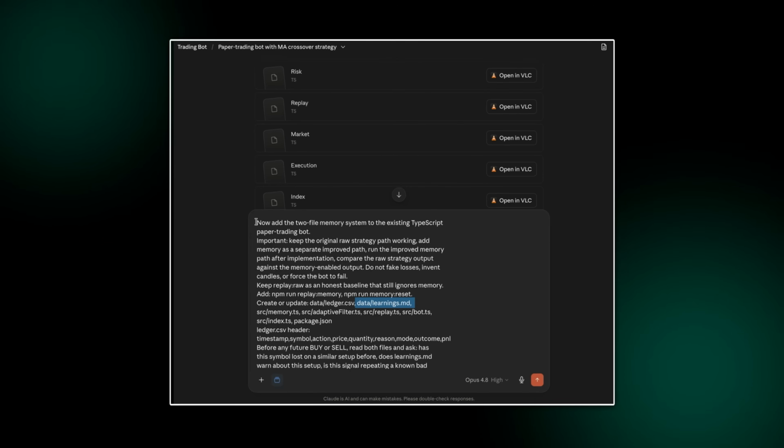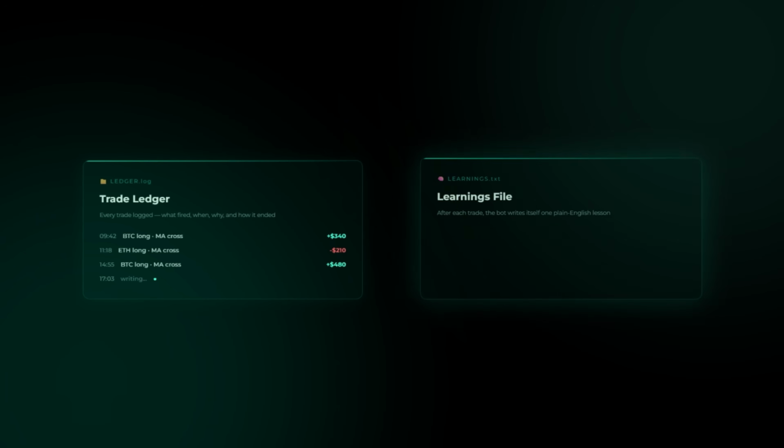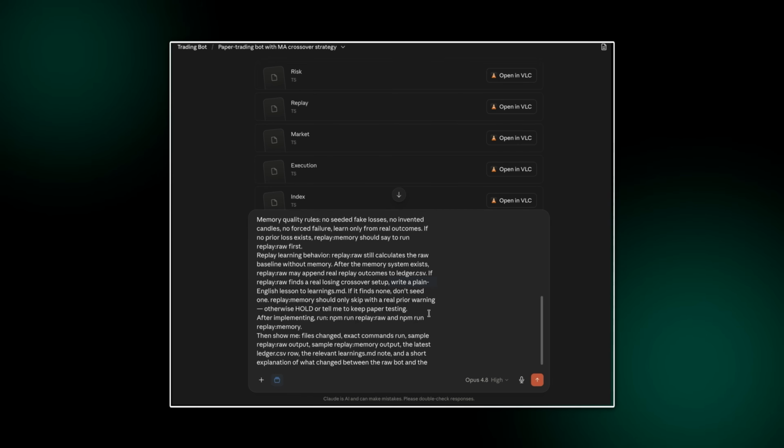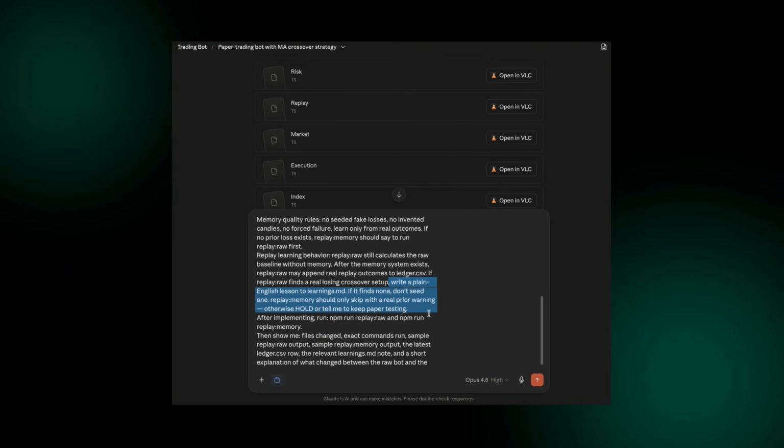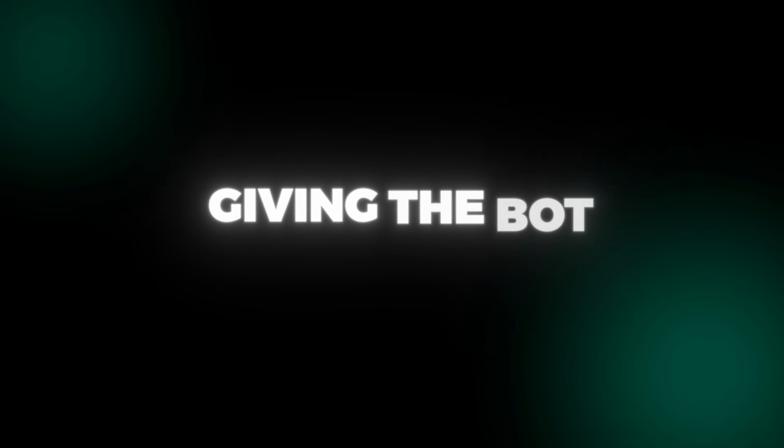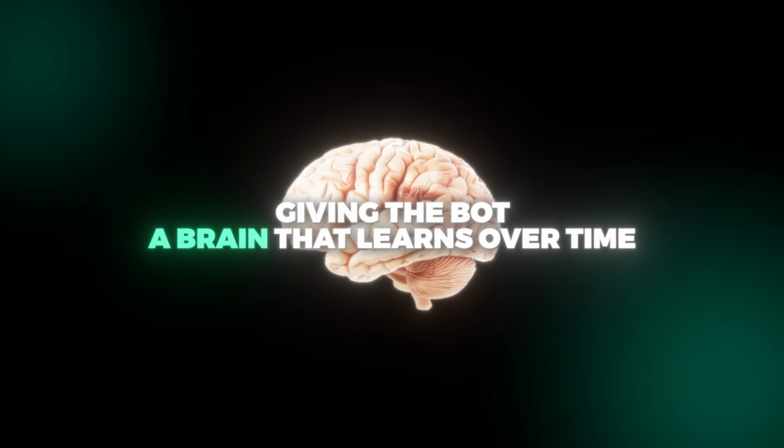The second file is going to be the learnings file. So when a trade closes, the bot writes itself one plain English lesson: it lost on this setup, don't take it again without confirmation of XYZ. This really matters because every single time it trades, it's going to read the ledger and the learnings file, and then if it makes a mistake again, it's going to add to it. So this is essentially giving the bot a brain that learns over time, just like a human does.